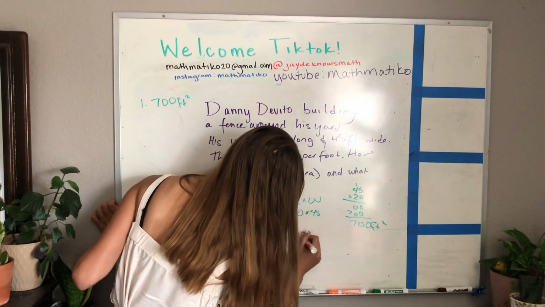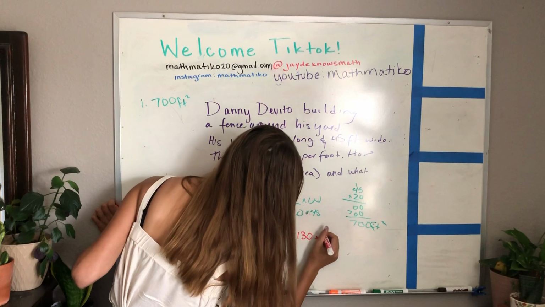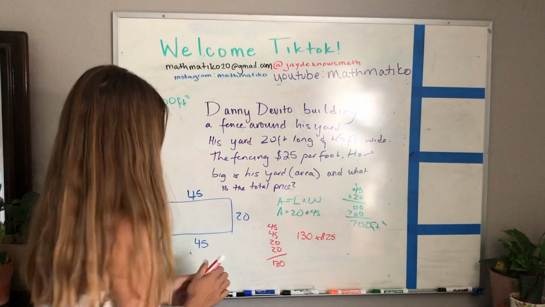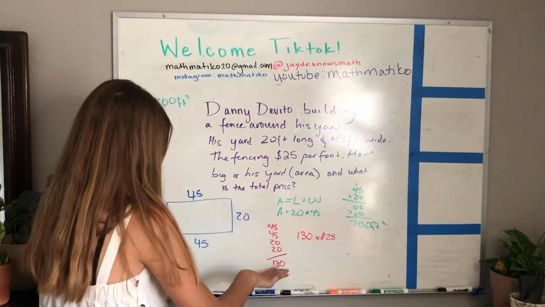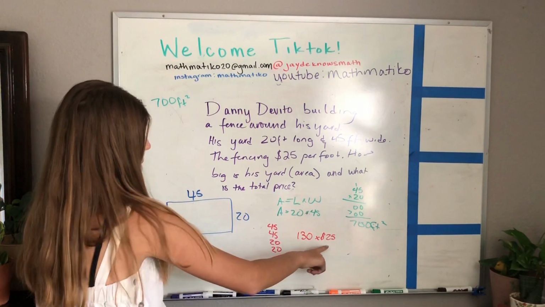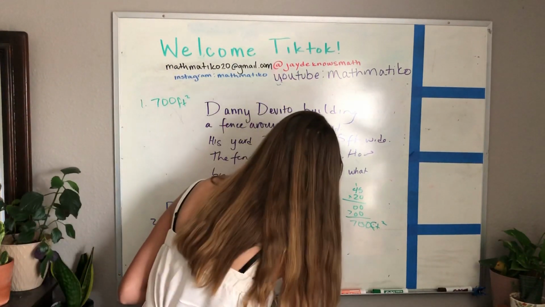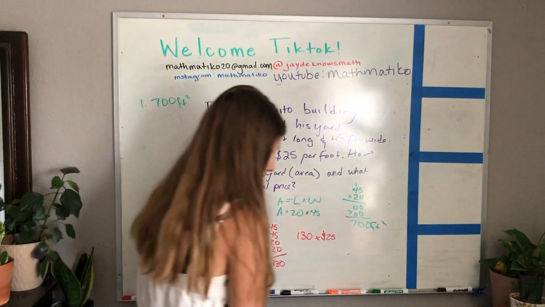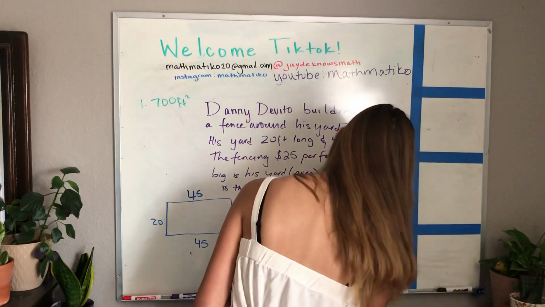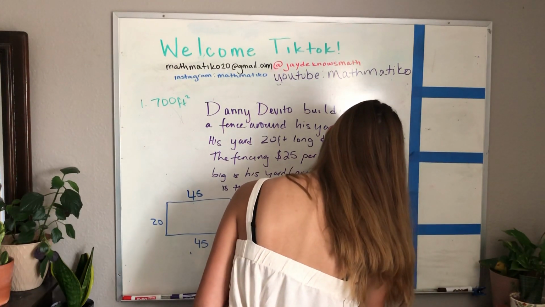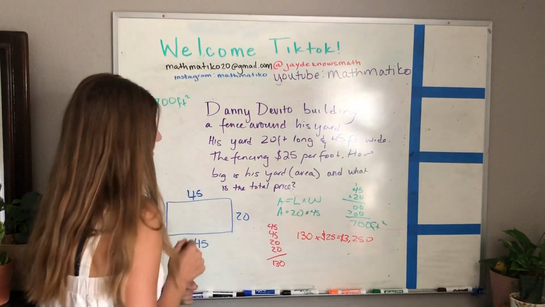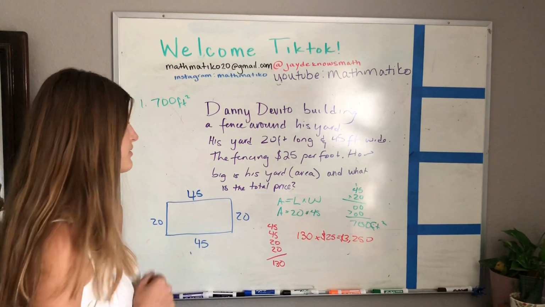We have the perimeter times the cost of fencing per foot. This is how many feet he has to fence times what it costs to fence 1 foot. So 130 times 25, you should get $3,250. And I just multiplied 130 by 25. You guys can use a calculator or you can do it in your head.